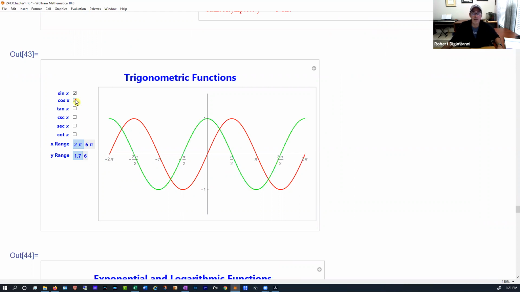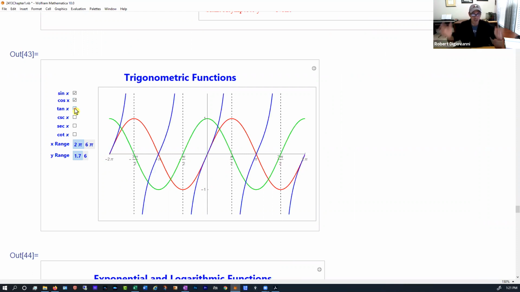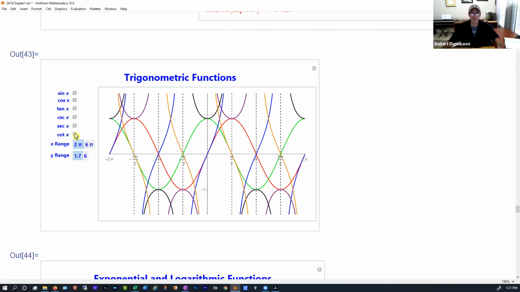Cosine, right here in green, looks very much like sine, but it's shifted. Then you learned about the tangent function, which has these vertical asymptotes. And then you learn about the other 3, which are just the reciprocals of these functions: cosecant, secant, cotangent. Does that look like a mess to you already, right?